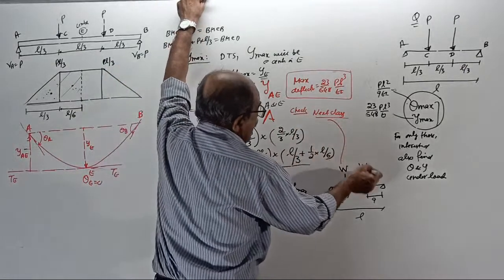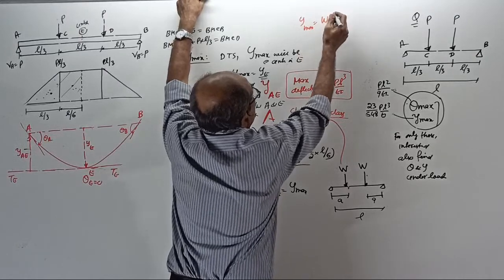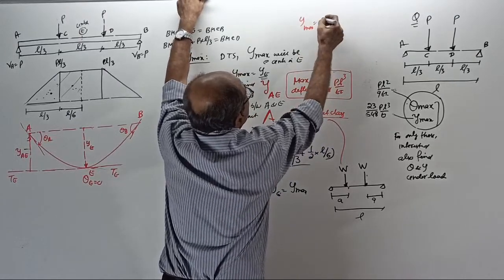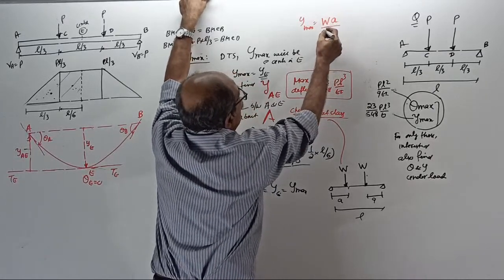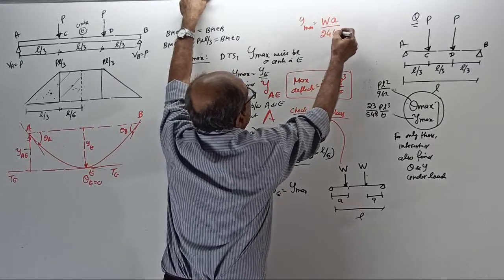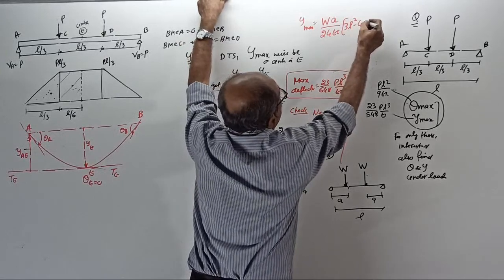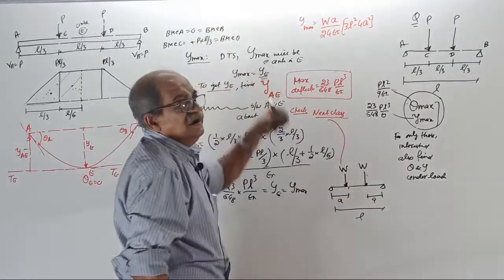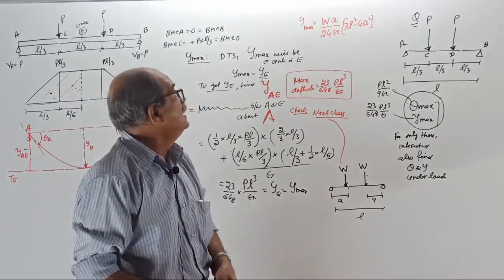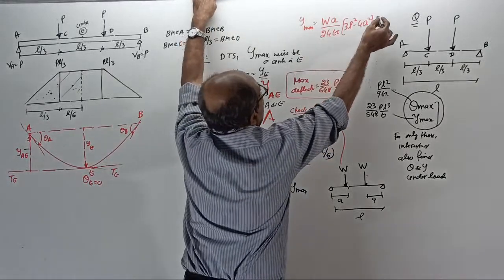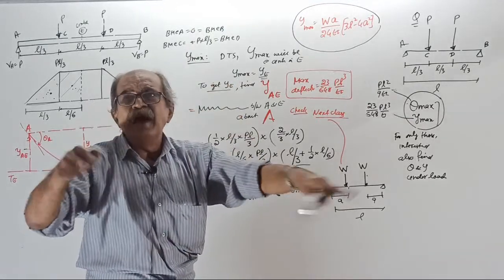Y max for this formula is W into A divided by 24 EI into bracket 3L square minus 4A square. It is not by-hearted, because I used it so many times. Okay, now check the answer. This formula can be used for two point loads symmetrically placed anywhere on the beam.